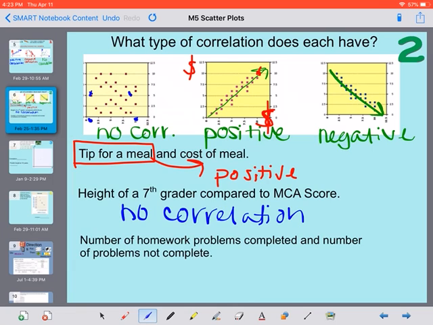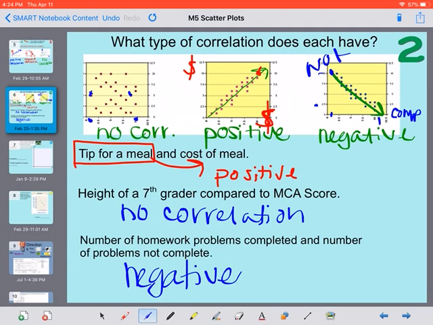And the last one says the number of homework problems completed and the number of homework problems not complete. So if we put completed here, and here we put not completed, well, if we complete one problem, we have a lot not completed. If we complete a lot, we have not a lot left. So that would be a negative correlation.